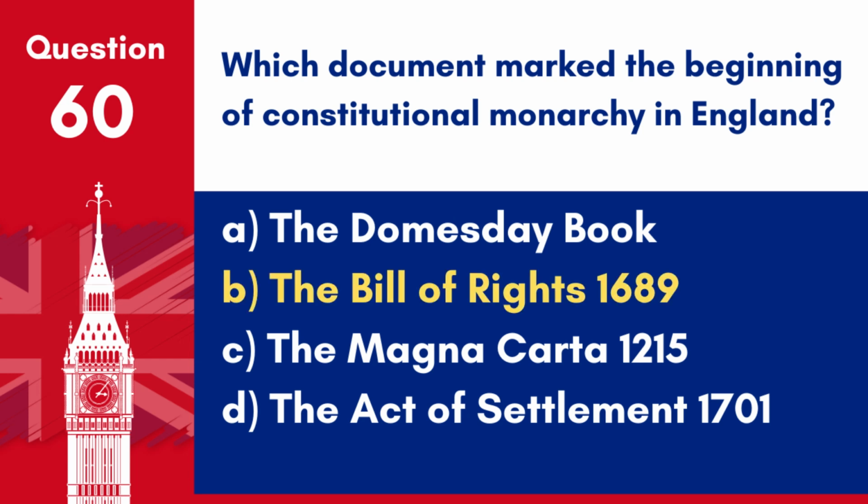Answer. B. The Bill of Rights 1689. The Bill of Rights 1689 is considered a fundamental document marking the beginning of constitutional monarchy in England by setting out the limits of royal authority and outlining the rights of Parliament.